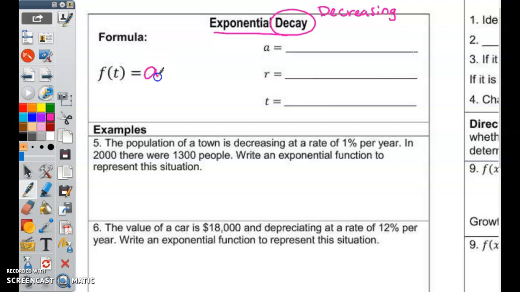So I'm still using A on the outside, parentheses, 1 minus R, close parentheses, to the power of T, which is your X. We're subtracting now. A is still the initial value. That means what you start with, con lo que comienzas. R is the decay rate, which they give it to you in percent, and you have to change it to a decimal. And then T is the time, which you're going to be using X to the power of X.